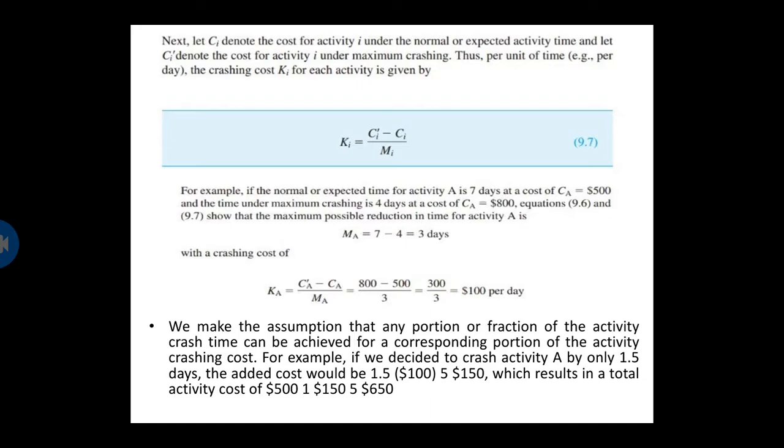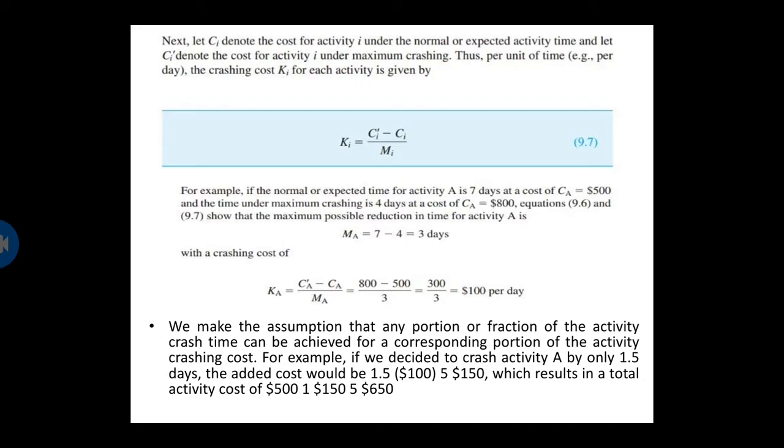For example, if the normal or expected time for activity A is 7 days at a cost of C sub A equal to $500, and the time under maximum crashing is 4 days at a cost of C prime sub A equal to $800, Equations 9.6 and 9.7 show that the maximum possible reduction in time for activity A is M sub A equal to 7 minus 4 equal to 3 days, with a crashing cost of K sub A equal to 800 minus 500 equal to 300 over 3 equal to $100 per day.